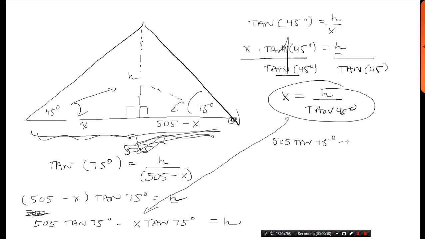75 degrees minus x tangent. I should probably clean this off, and that's exactly what I'll do. Alright, so let me not forget this tangent 75. 505 minus x tangent of 75 degrees equals h. And then, oh, I forgot the other one. It's x tangent of 45 degrees equals h. And yeah, I think that was correct.